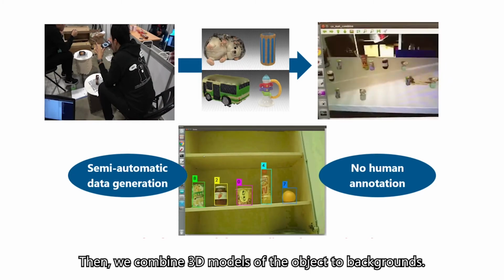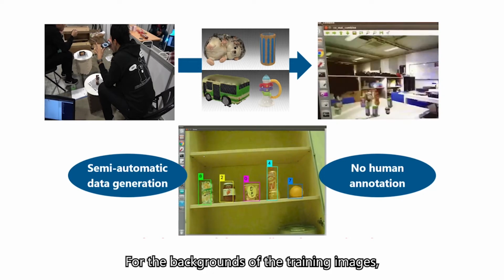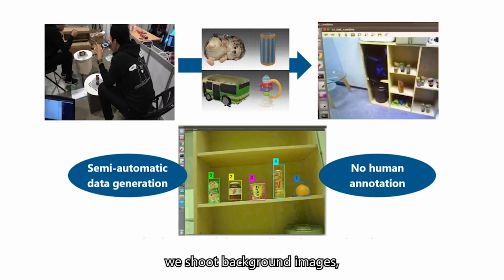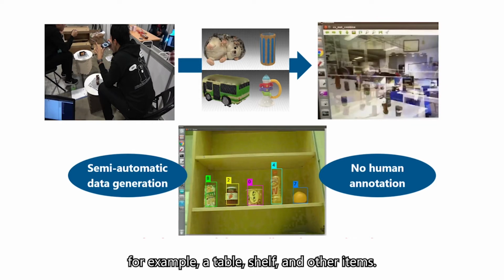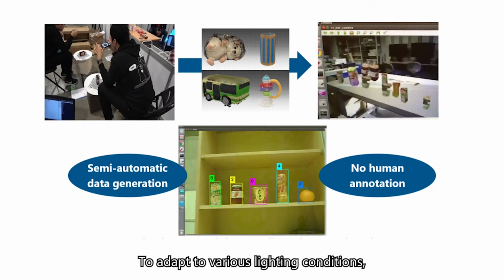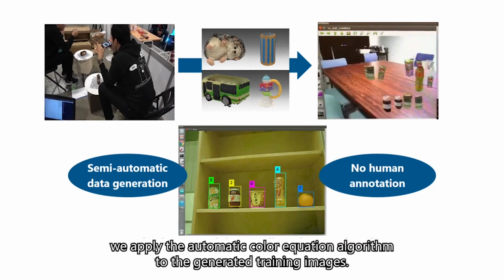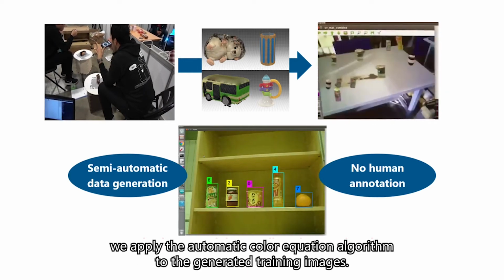Then, we combine 3D models of the object to backgrounds. For the backgrounds of the training images, we shoot background images, for example, a table, shelf, and other items. To adapt to various lighting conditions, we apply the automatic color equation algorithm to the generated training images.